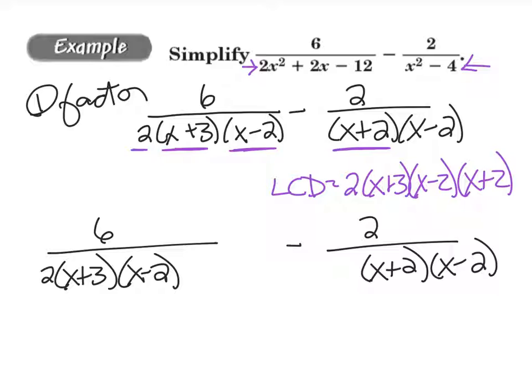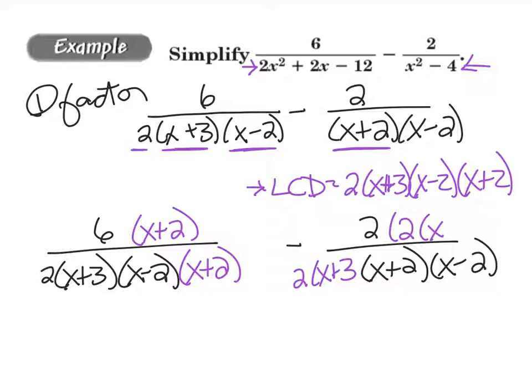Okay, so if I look at this first fraction, I have a 2, an x plus 3, and x minus 2. What I'm missing is an x plus 2. So I have to multiply the top and bottom of this first fraction by x plus 2. Now my denominator here matches my least common denominator that I developed up here. And in this second one, I need to multiply the top and bottom by 2 times x plus 3. So I'm going to put that on the second one. Okay? So I found a common denominator.